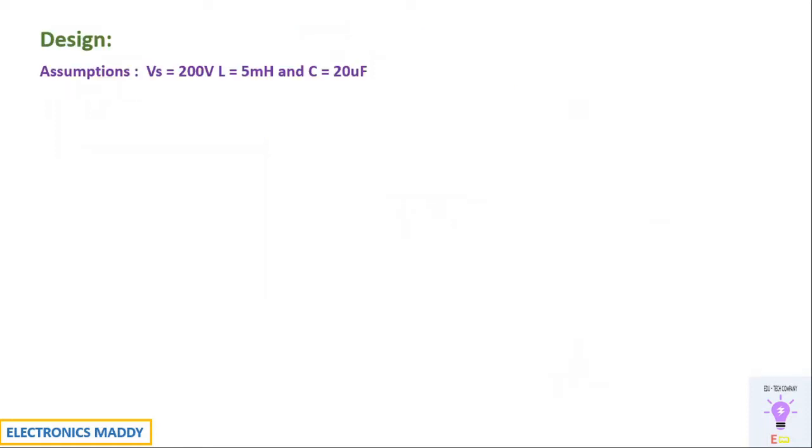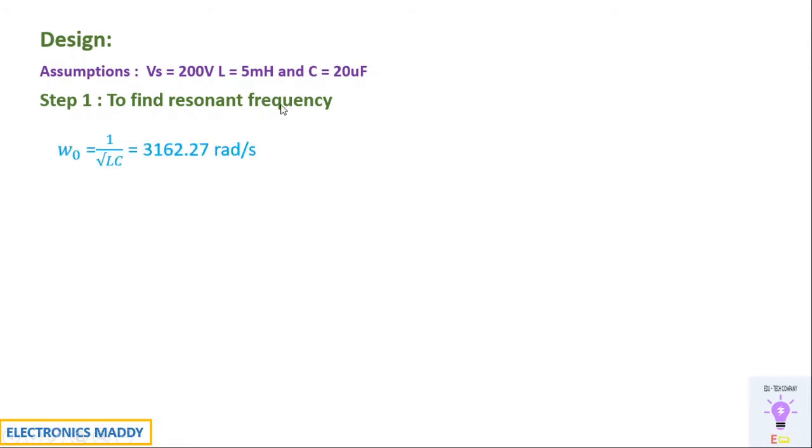Every design starts off with certain assumptions. We'll be assuming the supply voltage to be 200 volt, the inductor value equal to 5 millihenry, and the capacitor value equal to 20 microfarad. These are some important assumptions that are made. You have to start off by assuming certain values, and then we can look at how it can be turned off, and various parameters related to it can be found out. Our first step is to find the resonant frequency. Resonant frequency is given by omega naught is equal to 1 by root LC. You will be getting 3162.27 radians per second.